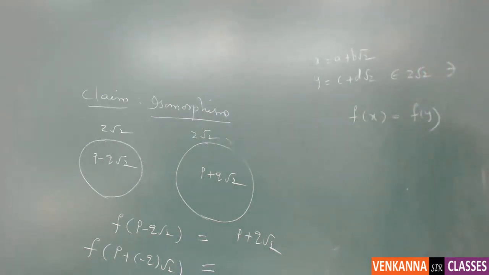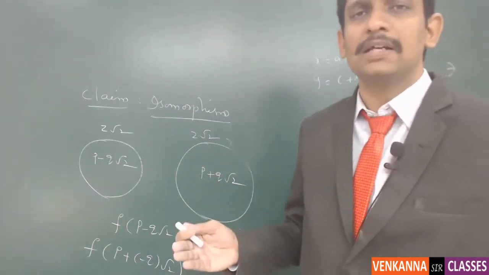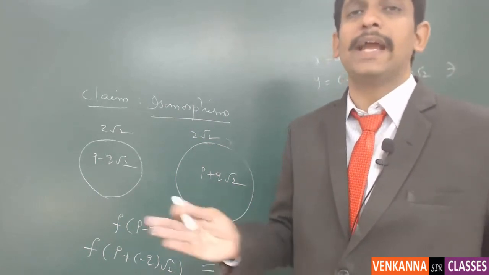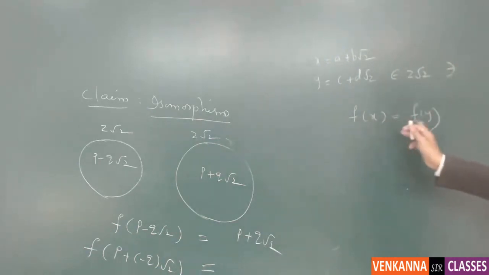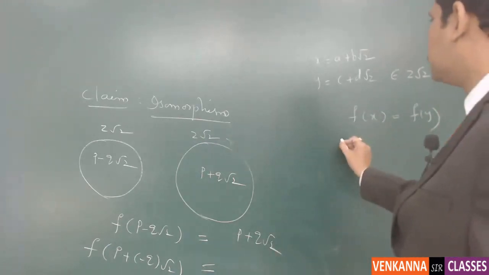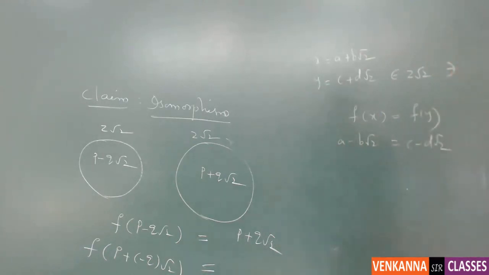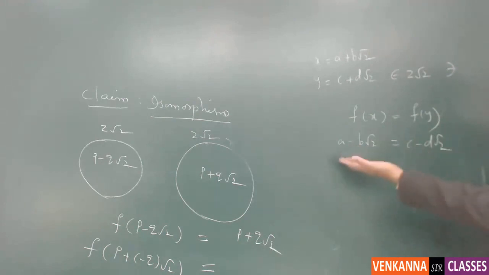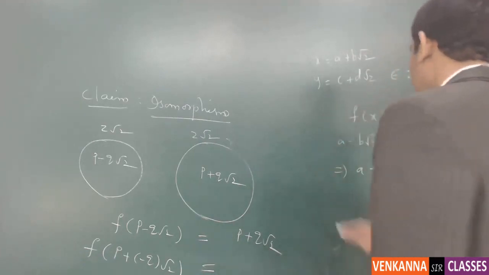So what is the condition of 1-1? Whenever images are equal, then corresponding elements must be equal. That we need to show. So I have taken that for these two elements, images are equal. So I have to check that x is equal to y or not. From the very definition, it is a minus b root 2 is equal to c minus d root 2. If you compare the rational part as well as the irrational part here, from this you can say a is equal to c and b is equal to d.